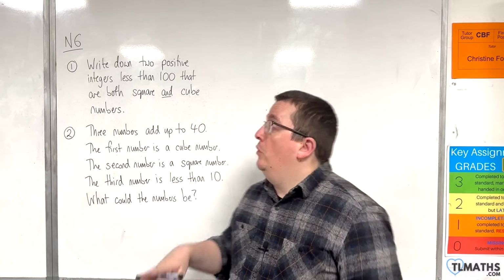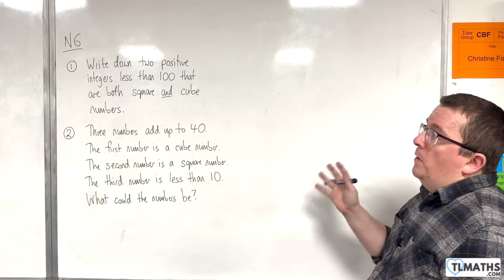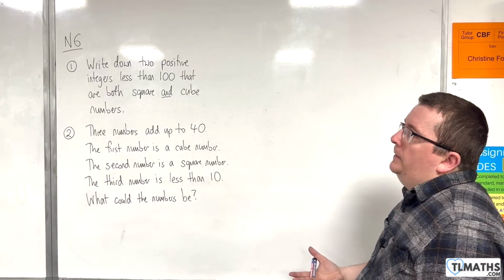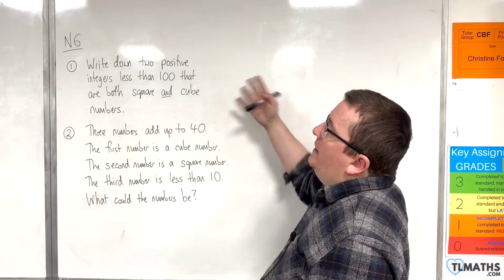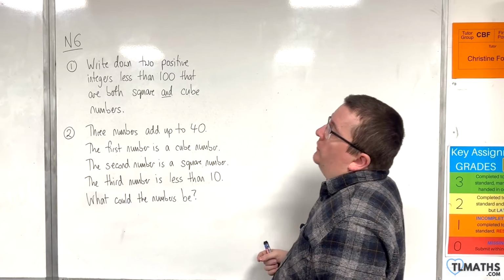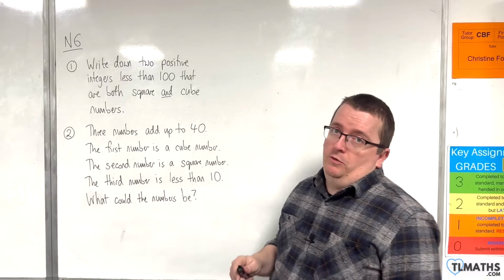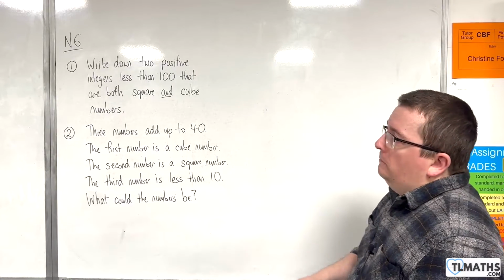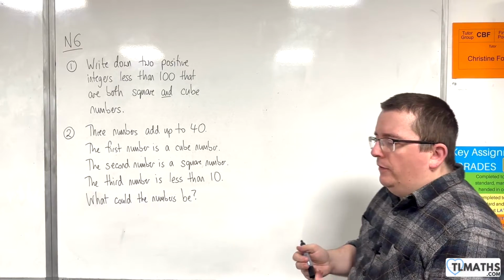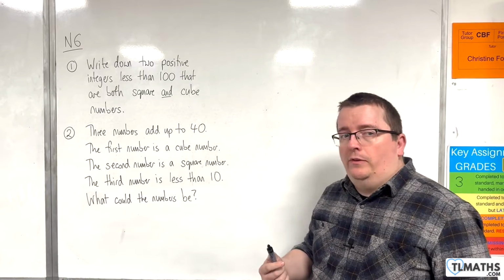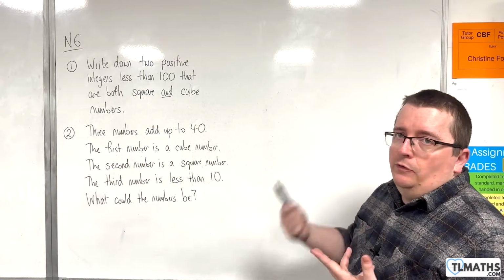So in this video we've got two problems that involve both square and cube numbers. So the first one, we have: write down two positive integers less than 100 that are both square and cube numbers. So if we just run through the cube numbers and then we'll see if any of those are square numbers.